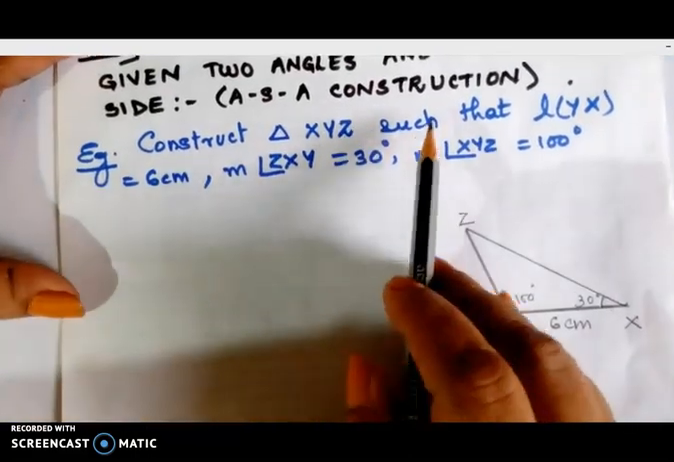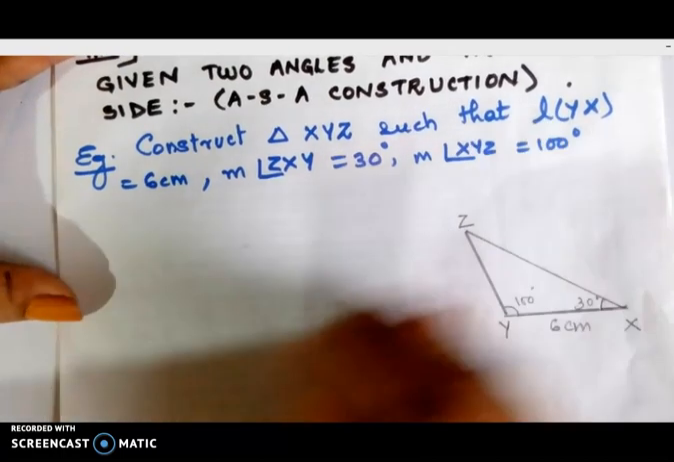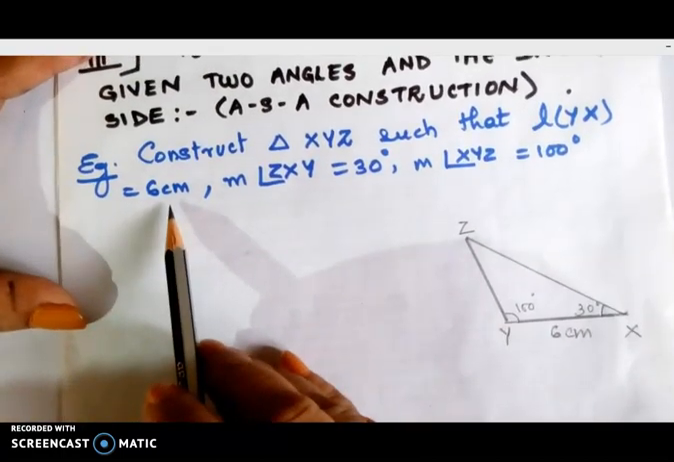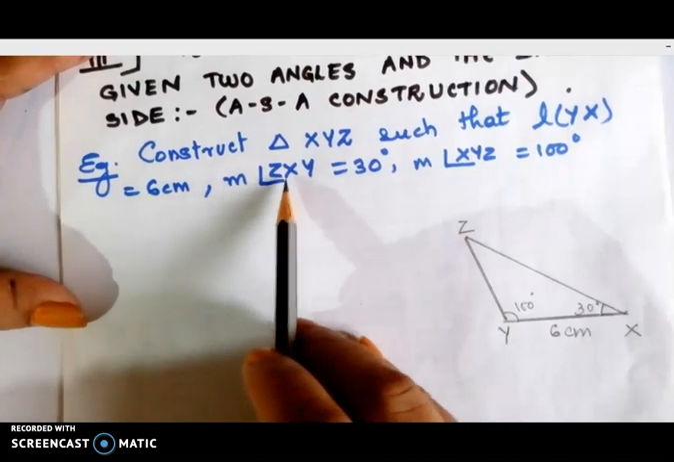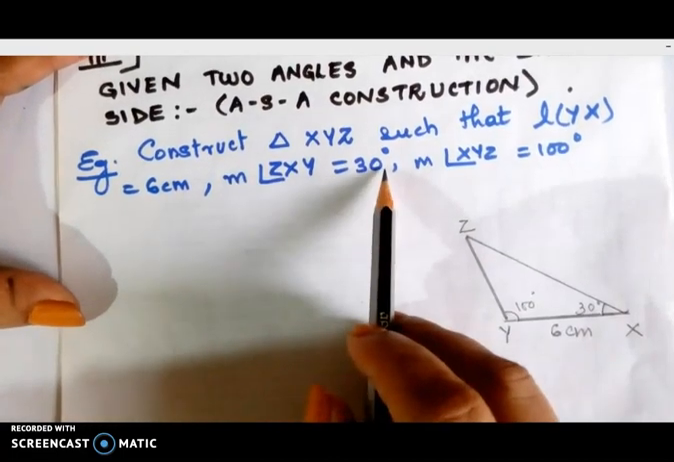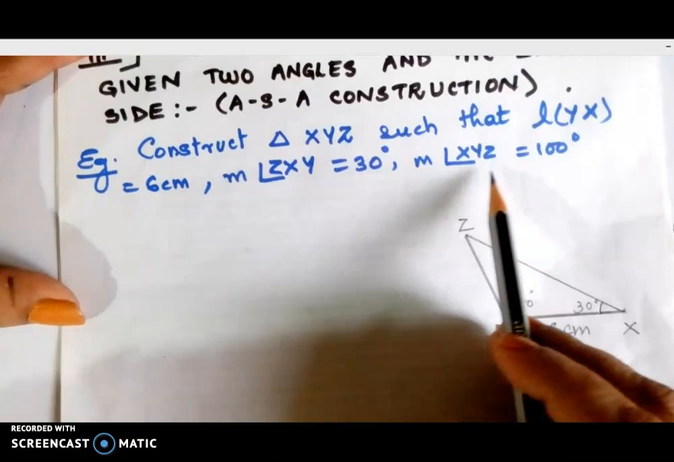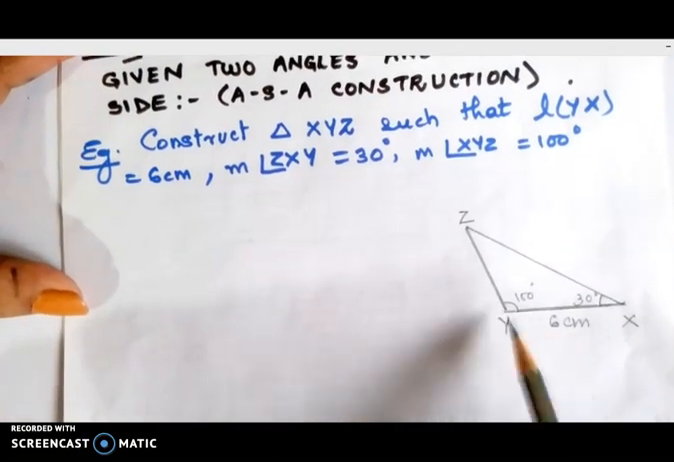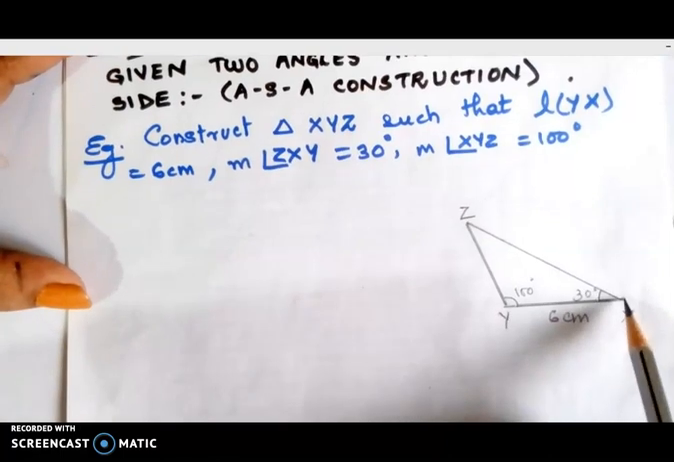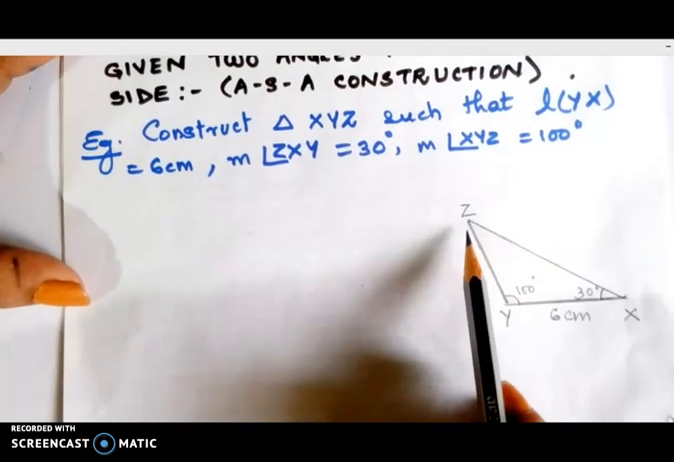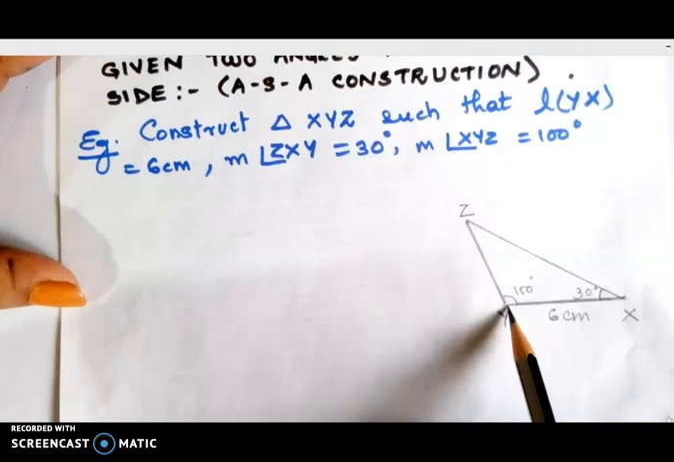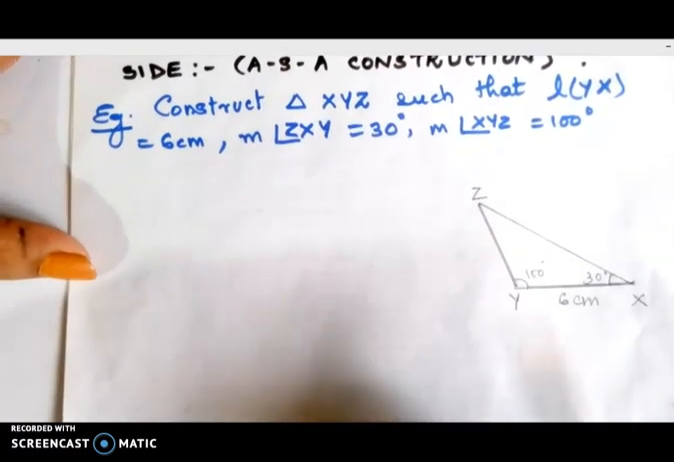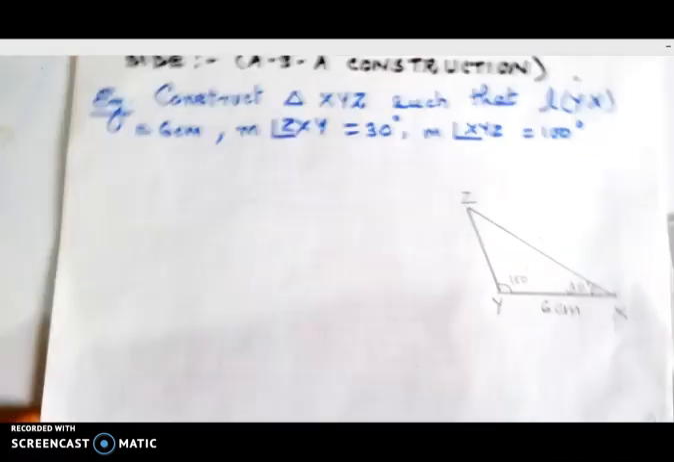Construct triangle XYZ such that length of YX is equal to 6 cm. Measure angle ZXY is equal to 30 degree and measure angle XYZ is equal to 100 degree. So we take YX as the base measuring 6 cm. Angle X 30 degree, it is an acute angle. Angle Y 100 degree, it is an obtuse angle.